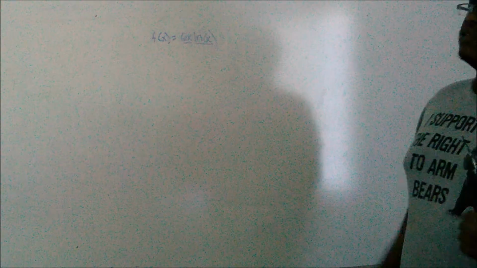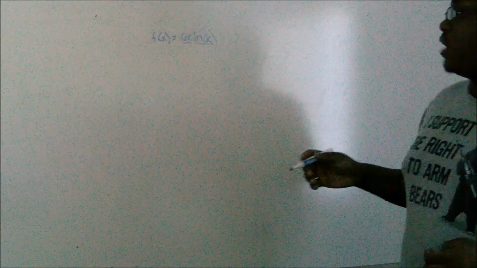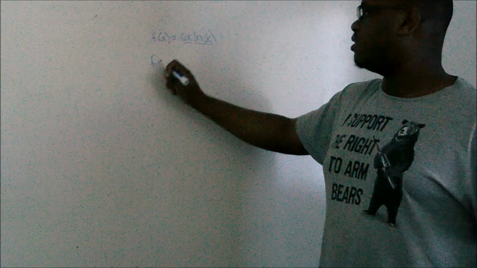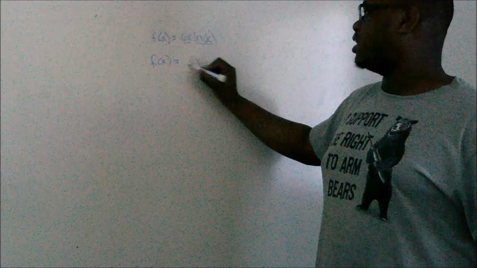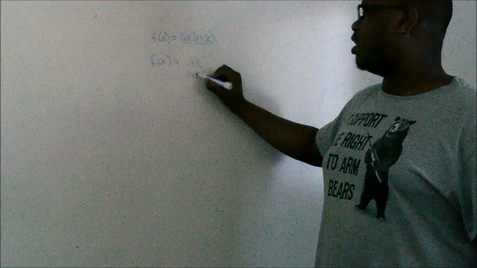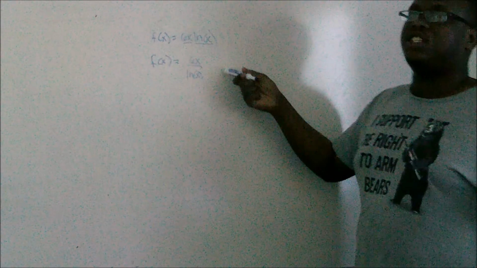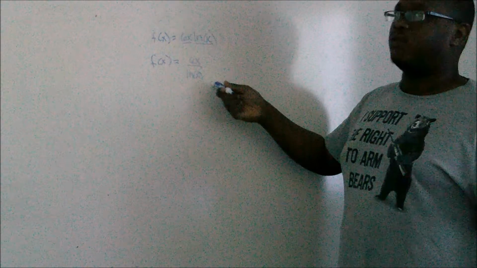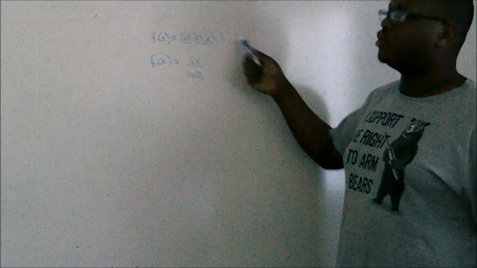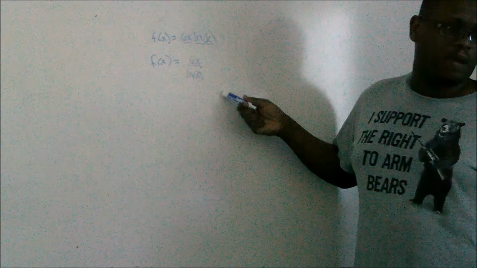This also goes for functions that you divide by each other. So let's say we have f of x equals, let's just do the same thing, 6x divided by the natural log of x. The derivative of this is not the derivative of 6x divided by the derivative of natural log of x. There are two separate rules for this, which I'm going to show you in this video.